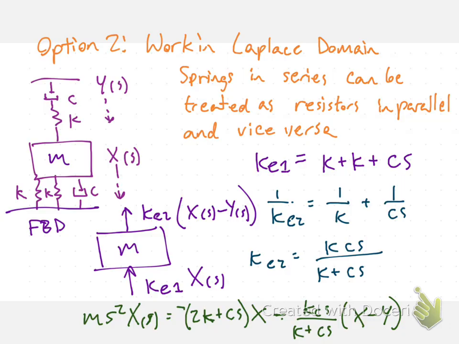Summing our masses, we have that both of these forces are pointing up, where our x is pointing down. So ms squared x of s is equal to negative (2k plus cs) times x. So that's just ke1 times x of s, but it's pointing up where our direction's pointing down, so we have a negative term. Minus kcs over k plus cs, so that's our ke2 times x minus y. And that's almost it for algebra.